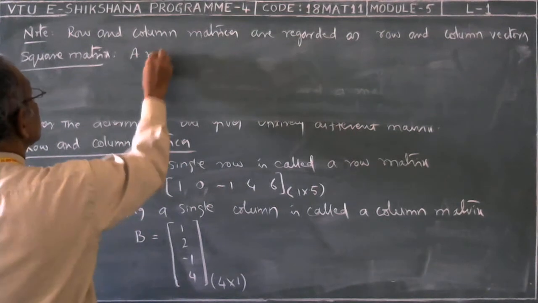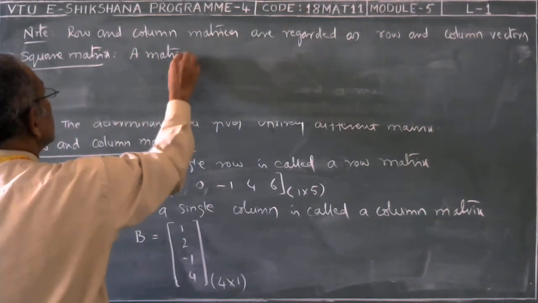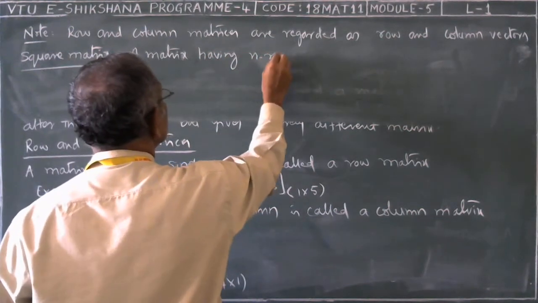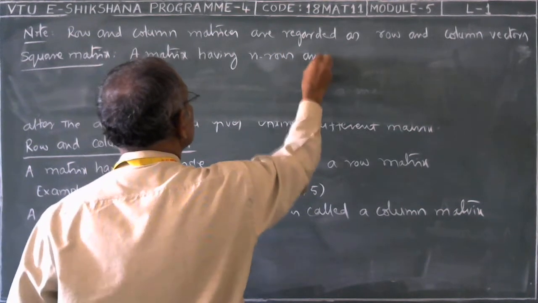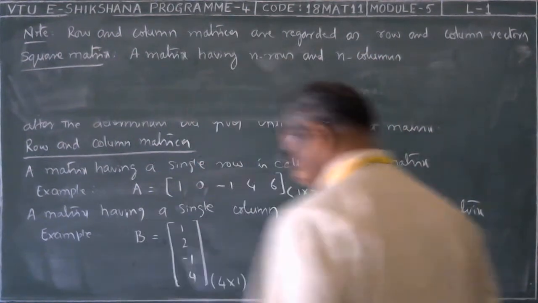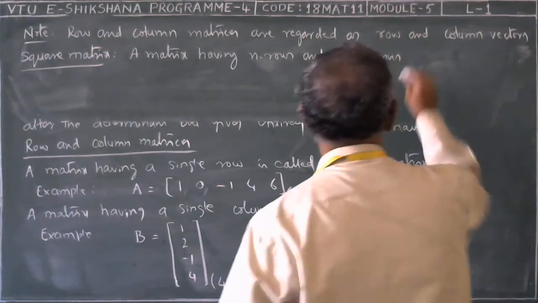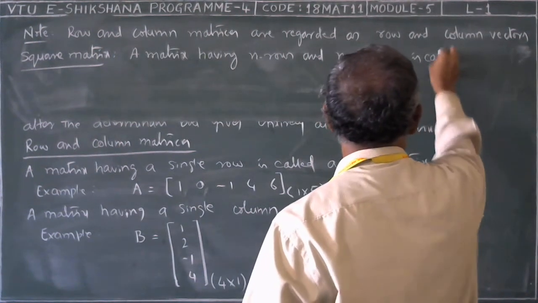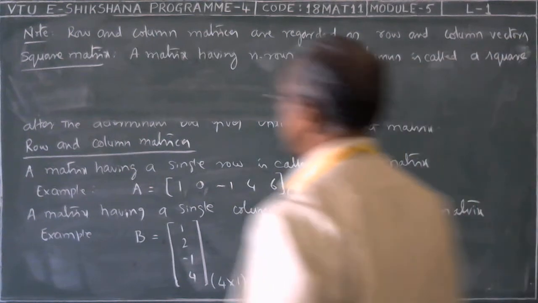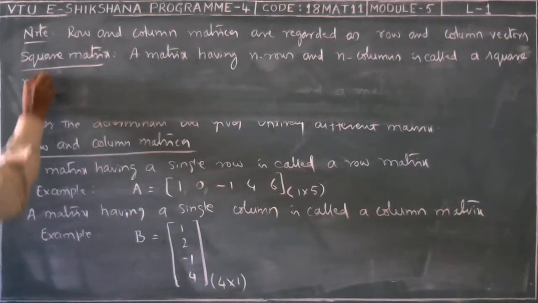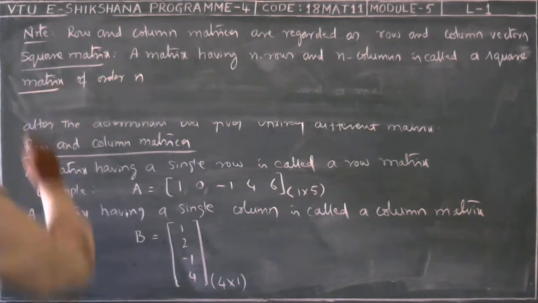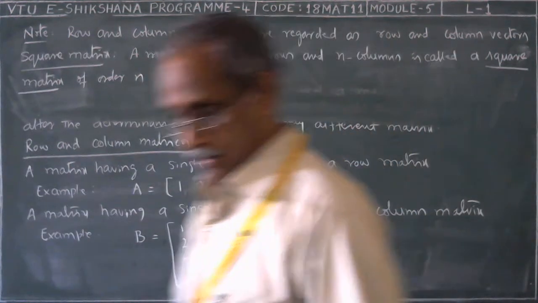A matrix having n rows and the same number of columns, n columns, is called a square matrix of order n.